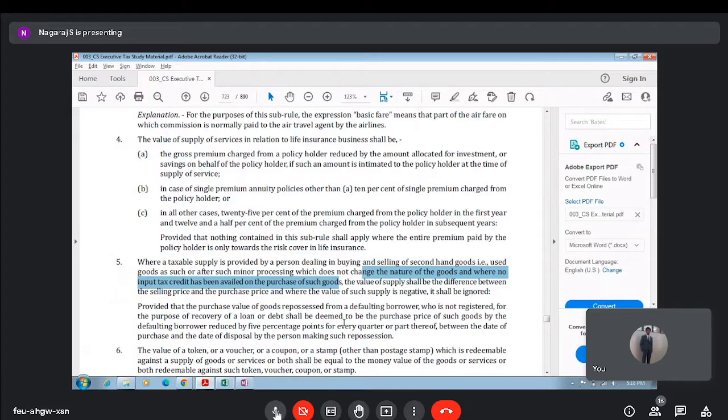From the purchase price, you reduce the 25%. Assume the car value is 10 lakhs. If you reduce 25%, the car value will be 7.5 lakhs. The bank has sold it at 8 lakhs 50,000. What will be the difference? 1 lakh will be the value of supply. Understood? If you get a question in the second-hand goods topic, you will get a question on this defaulting.